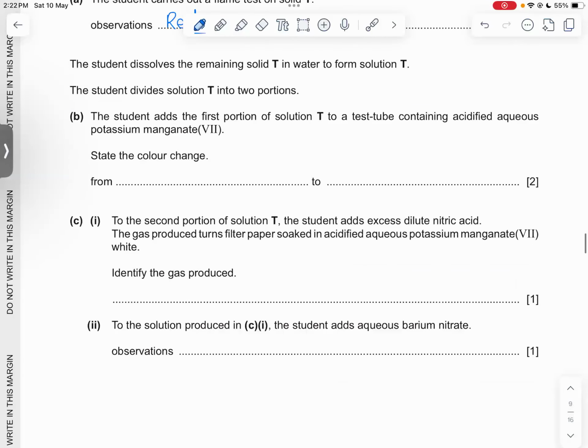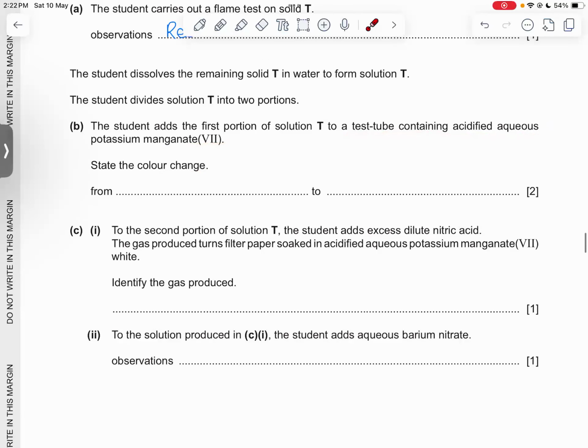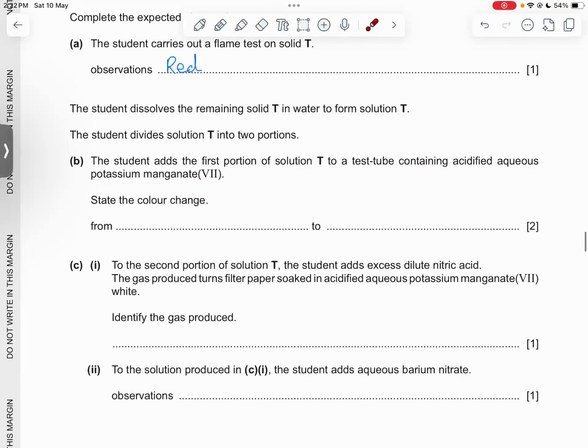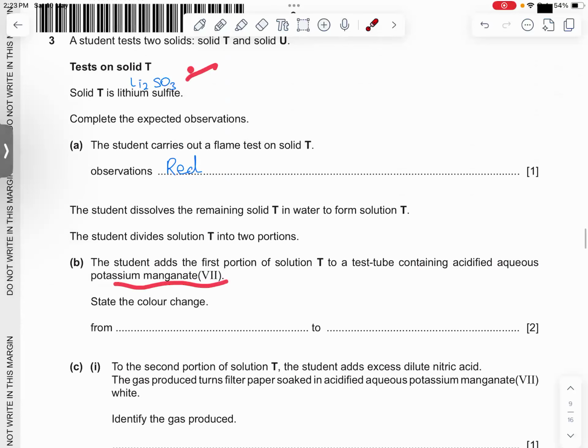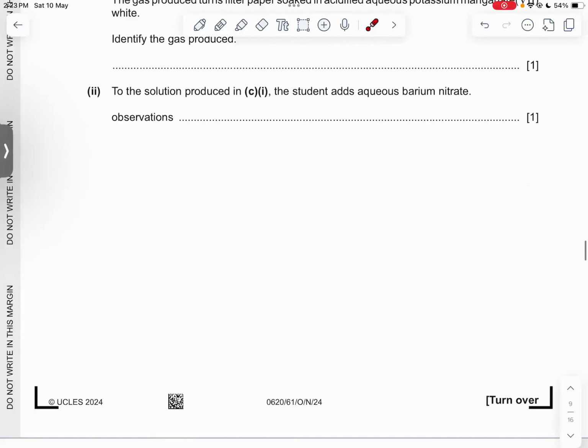Next question. The student dissolves the remaining solid T in water to form solution T. The student divides solution T into two portions. The student adds the first portion of solution T to a test tube containing acidified aqueous potassium manganate(VII). State the color change. So he's adding potassium manganate. Why? Because there is SO3, sulfite ion present.